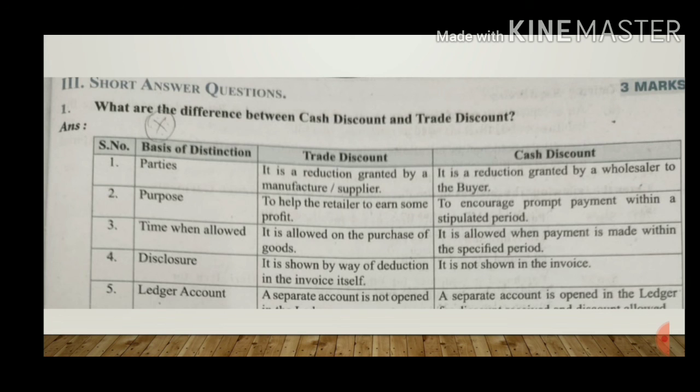Then disclosure. Trade discount is shown by way of deduction in the invoice itself, but cash discount is not shown in the invoice. Then ledger account. For trade discount, a separate account is not opened in the ledger, but for cash discount, a separate account is opened in the ledger for discount received and discount allowed. We have to open separate accounts for how much discount we allowed and how much we received. So these are all the differences between cash discount and trade discount.